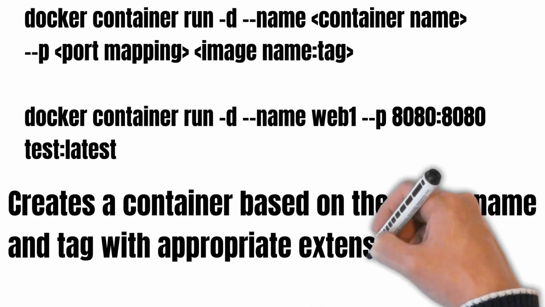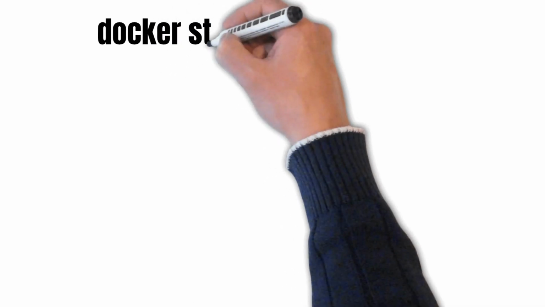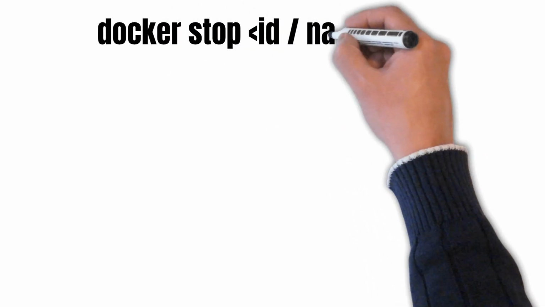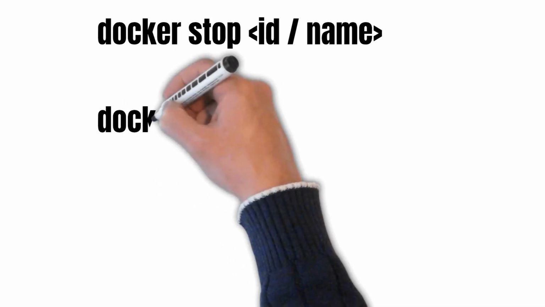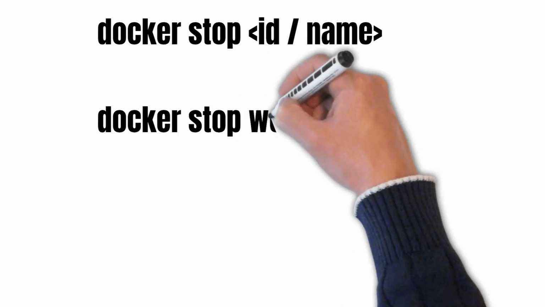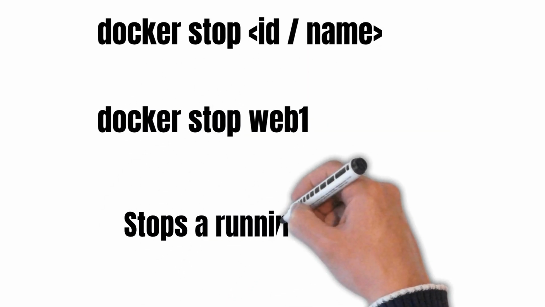So the next one is a very simple command, which is docker stop followed by the container ID or the container name. For example, we write docker stop web1. This basically stops a running container.